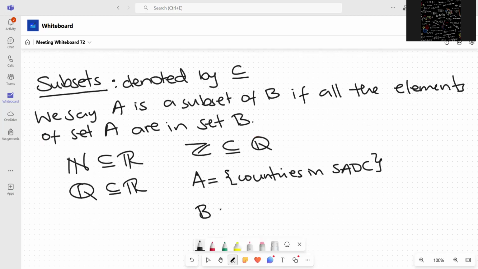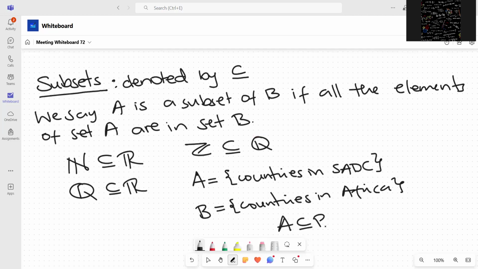And B, we have countries in Africa. Okay, so here we can clearly see that A is a subset of B because every country that is part of SADC is a part of Africa. So that is a subset.